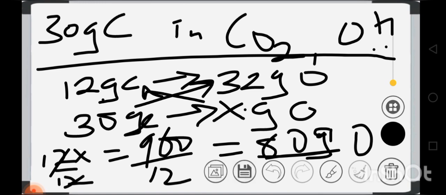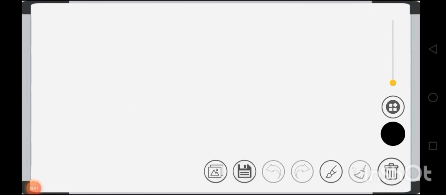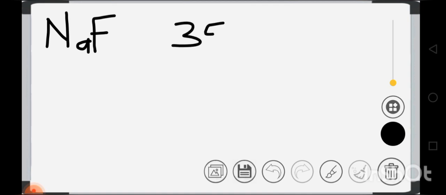So let me look at this question. A pure sample of sodium fluoride contains 35 grams of sodium. How many grams of fluorine is present?